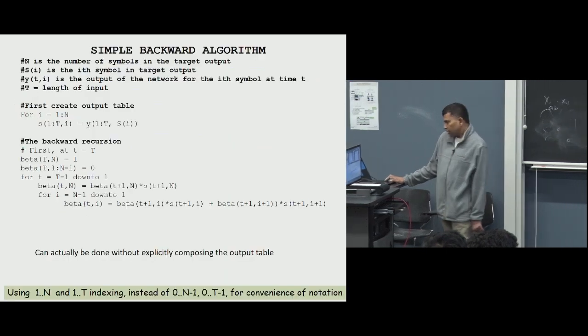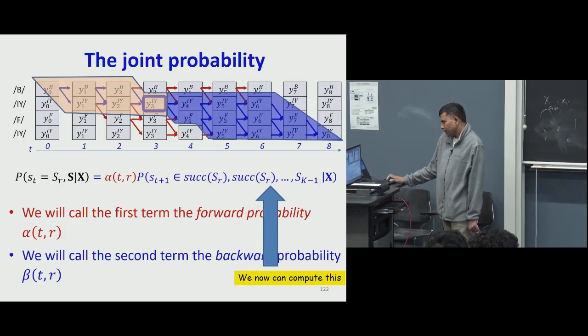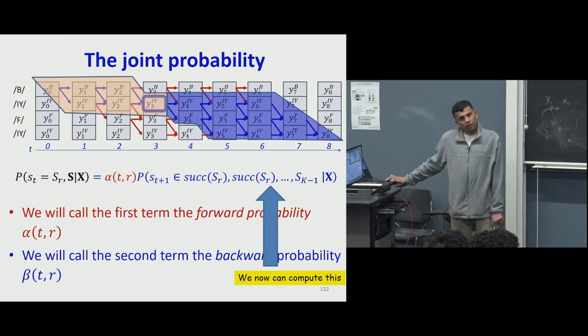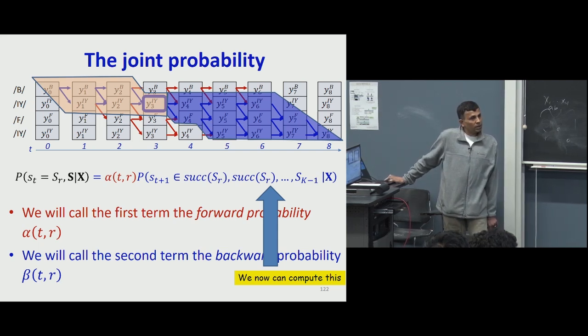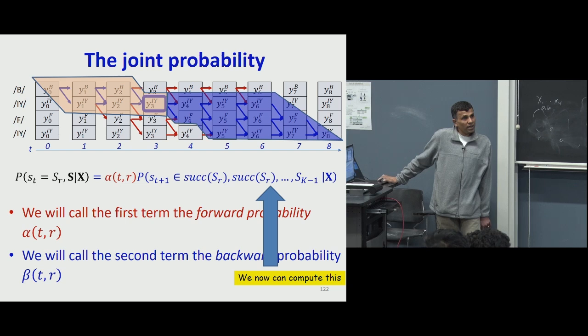So, the pseudocode again, as usual. In the process, we have also figured out how to compute this. The beta probability is the probability of this blue subgraph.